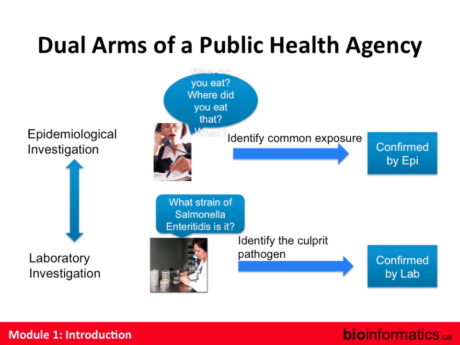The laboratory arm, on the other hand, is interested in testing the actual samples derived from the environment or from the patient, and asking what kind of pathogens might be found in the samples, and what subtype of pathogens for epidemiological tracing. You'll learn a lot about this in the next few sessions. The goal is to identify the pathogen and to type the pathogen. Again, if enough cases point to a common pathogen, then this is considered an outbreak that's confirmed by laboratory analysis.